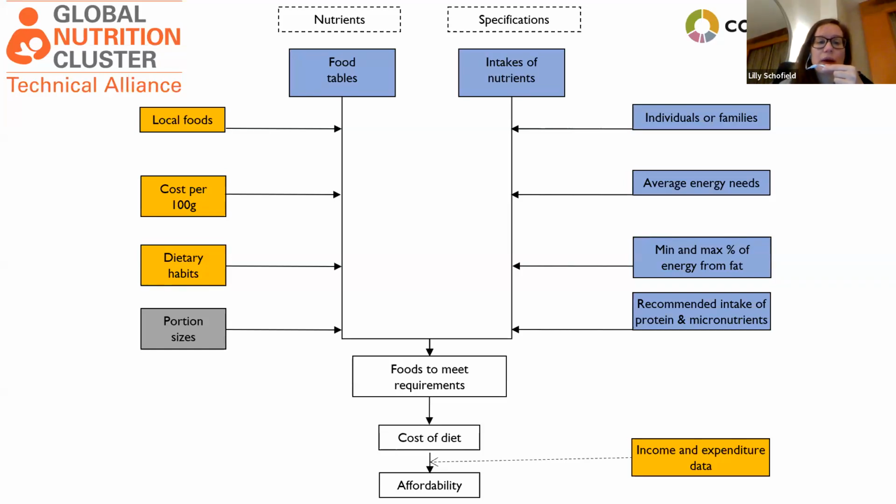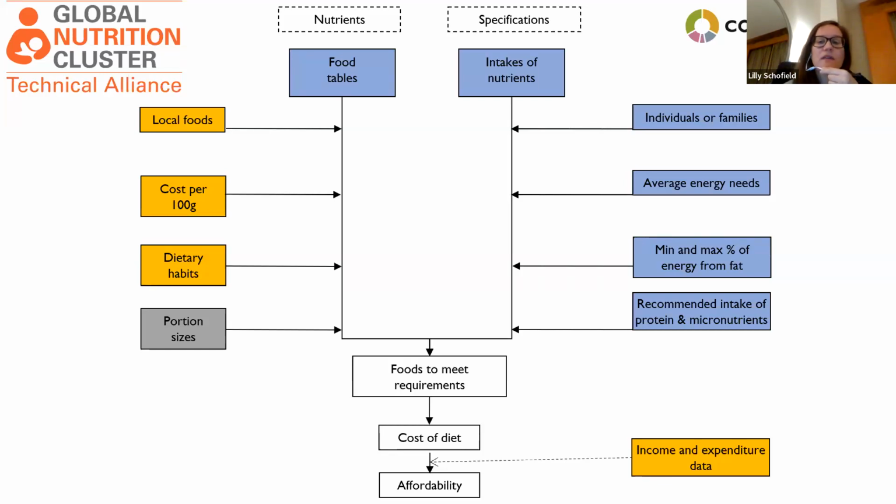And so what happens is the software combines all of this information using linear programming and basically looks for the lowest cost way to meet all of those specifications that you've given it. And it generates a hypothetical diet and tells you the cost of that diet. If we have information about people's income and their expenditure, then we can also add that to the analysis and look at the affordability of that diet and the gap between what that diet costs and what people can afford to pay.